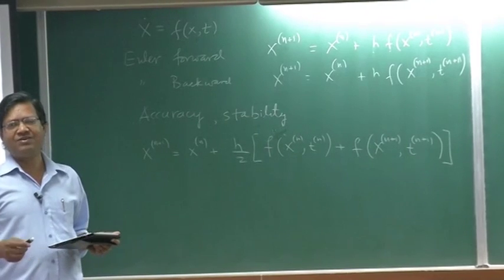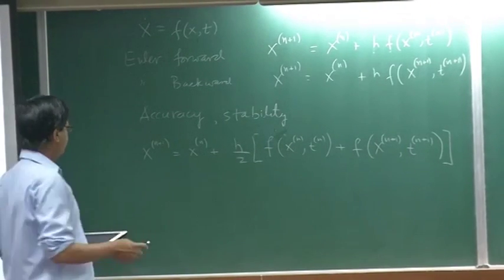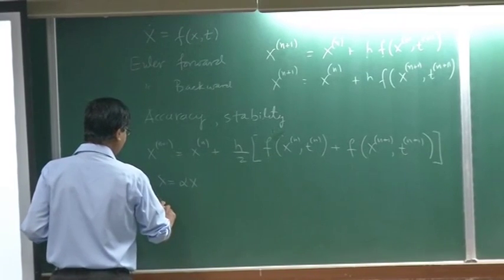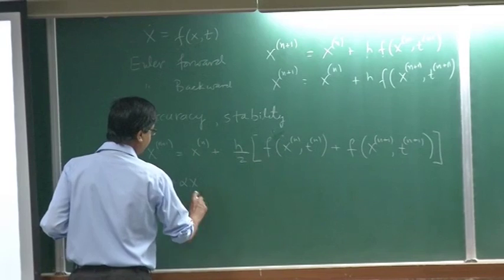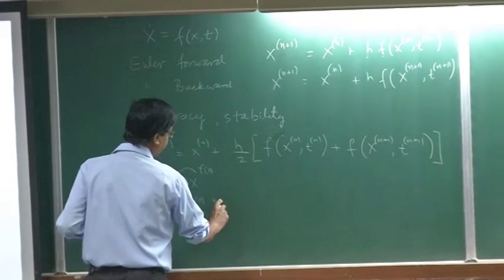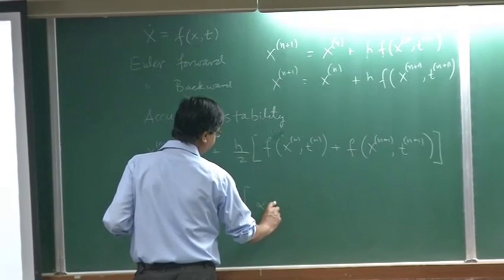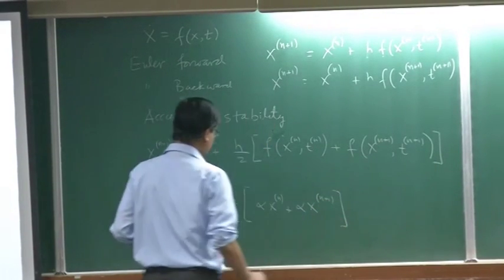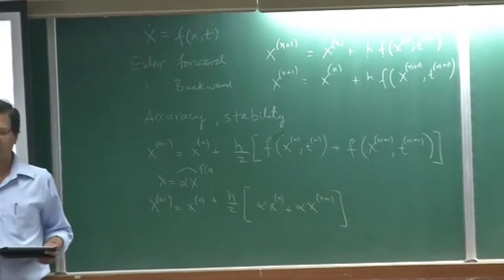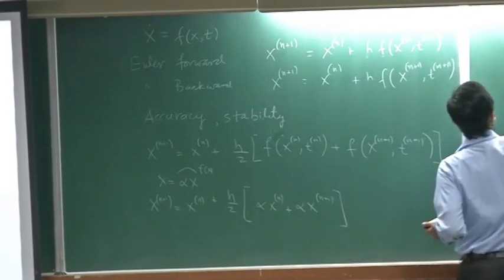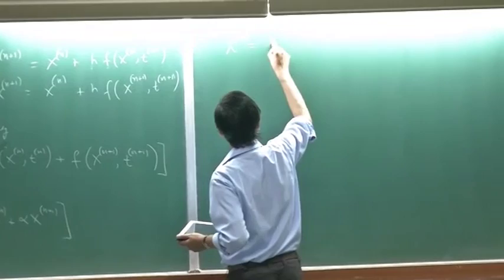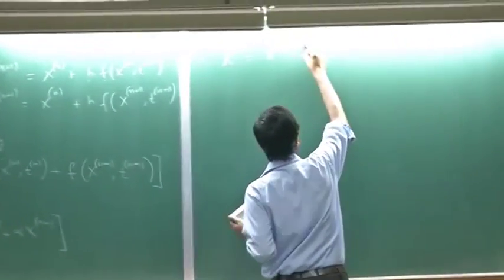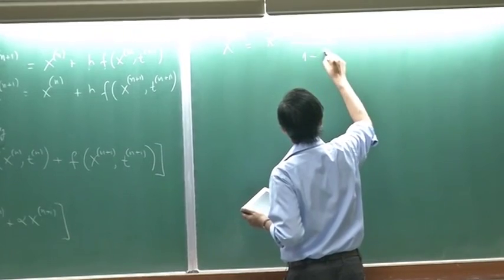So how do I prove stability for the problem I was doing in the last class? Suppose my equation is x dot equal to alpha x, then how does it translate? x_{n+1} is x_n plus h/2 times f, and please remember f is alpha x, so it is alpha x_n plus alpha x_{n+1}. Right, I am substituting. So this implies that x_{n+1} is x_n times (1 plus h/2 alpha) divided by (1 minus h/2 alpha).